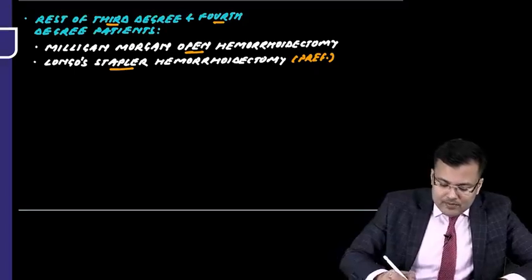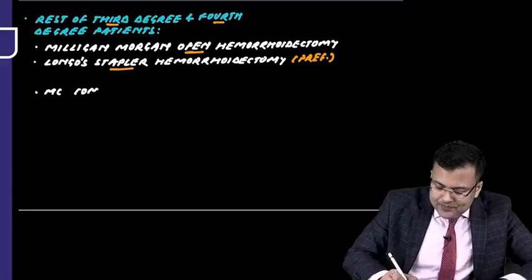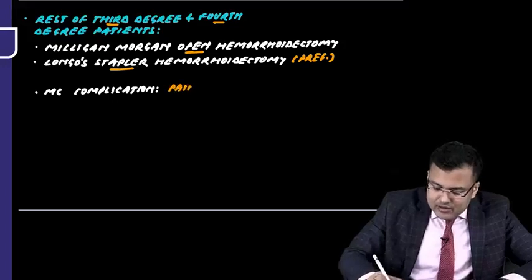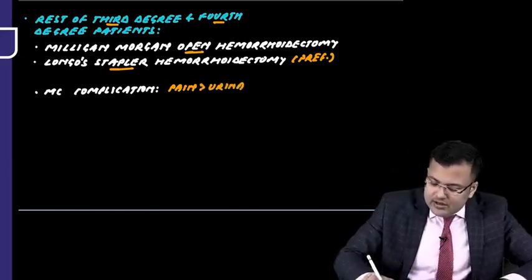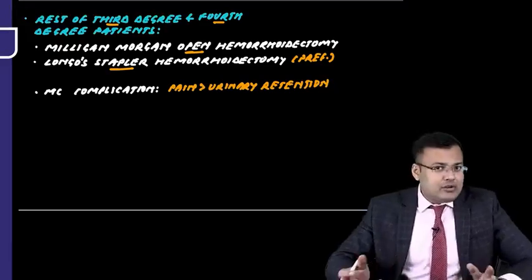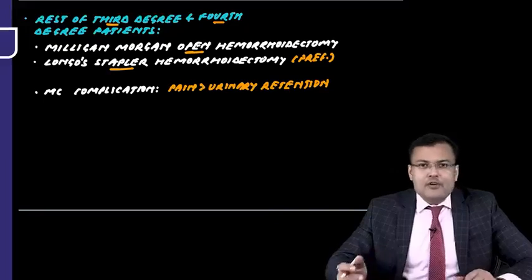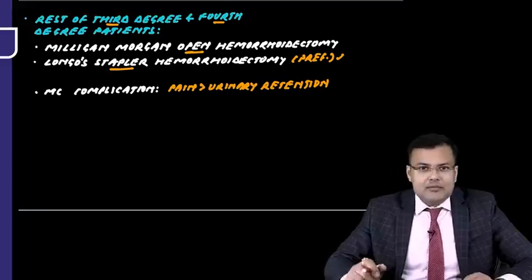The most common complication of hemorrhoidectomy is pain. And this pain is responsible for urinary retention. So it is pain followed by urinary retention. Whenever this question comes in exam, in the majority of cases, the pain option is not there. And if the pain option is not there, what you have to mark? Urinary retention. So the most common complication of hemorrhoidectomy is pain followed by urinary retention. Which one is preferred? We prefer Longo-Stapler hemorrhoidectomy.